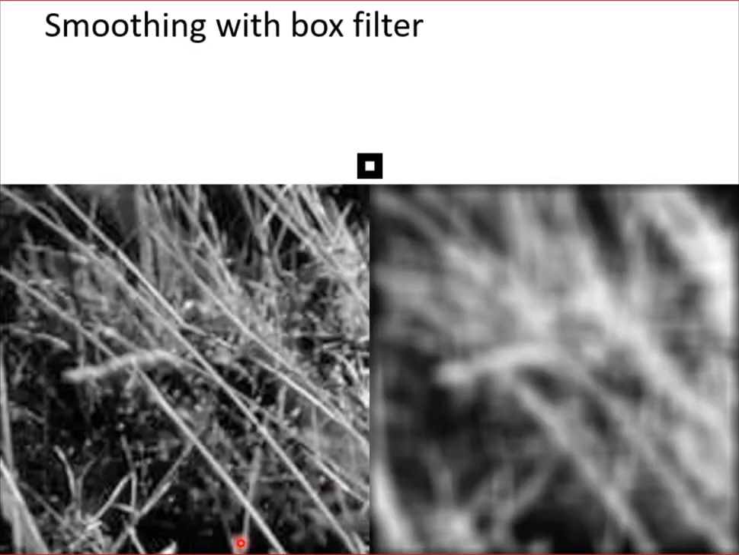So the left part is the input image, and you can see there are a lot of high-frequency details. But the right part is the result of the box filter. The high frequency signal, all the edges are reduced.